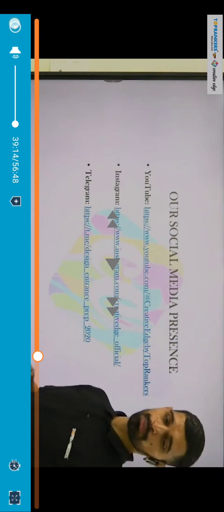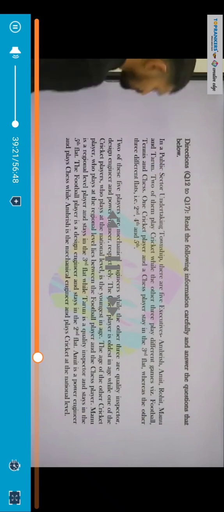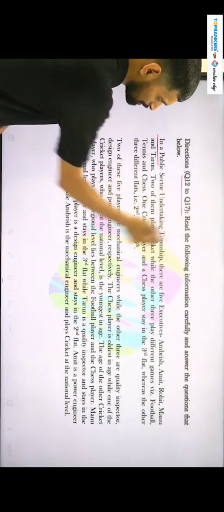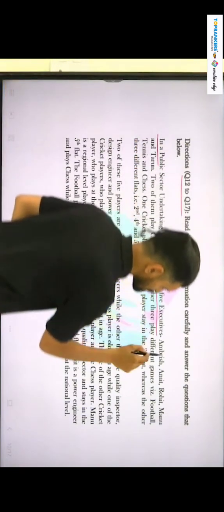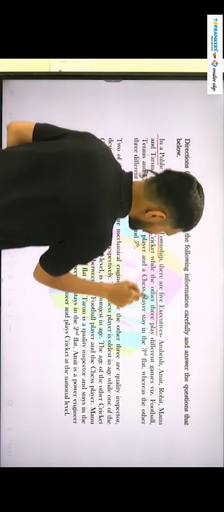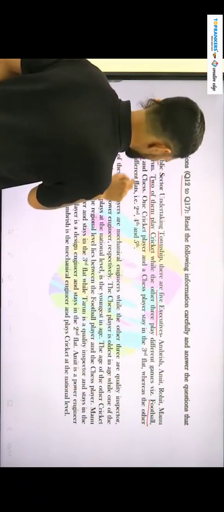Let's talk about the next set of questions. It says in a public sector, question number 12 to 17, in a public sector undertaking township, there are five executives: Amresh, Amit, Rohit, Manu, and Tarun. Two of them play cricket, while the other three play different games: football, tennis, and chess.